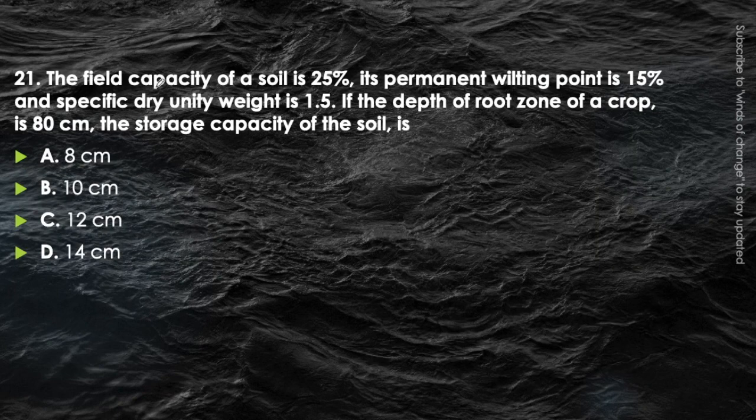Next question. The field capacity of the soil is 25%, permanent wilting point is 15%, specific dry unit weight is 1.5. What is specific dry unit weight? It is the ratio of the dry unit weight of soil to the unit weight of water. Okay, if the depth of the root zone of a crop is 80 cm, the storage capacity of the soil is 8 cm, 10 cm, 12 cm, or 14 cm. Think about it. Very easy question related to field capacity only. If you go deeper into the formula for the field capacity, you will obtain it. You can use your notebook also to solve it. Take your time.